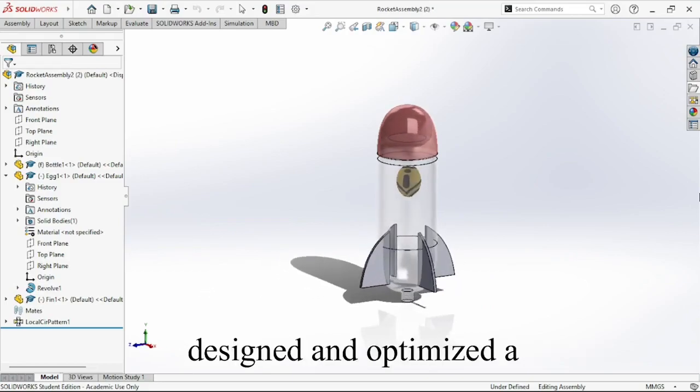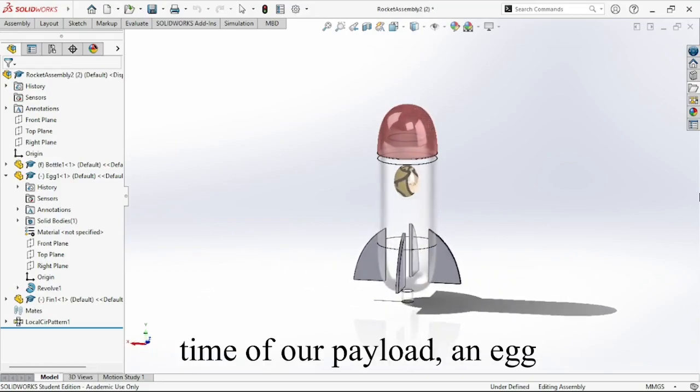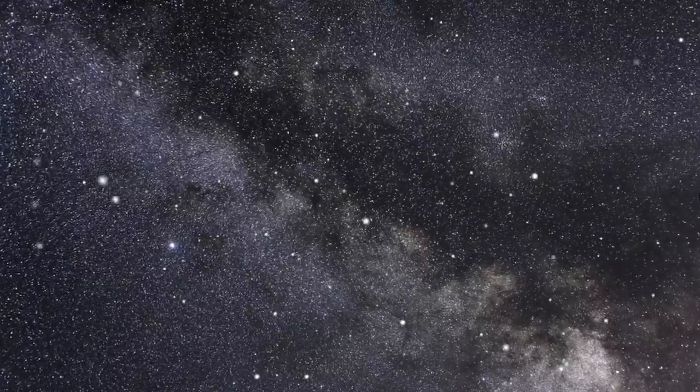Today, we will show you how we designed and optimized a compressed air water rocket system to maximize the flight time of our payload, an egg. The mission requirements are as follows.